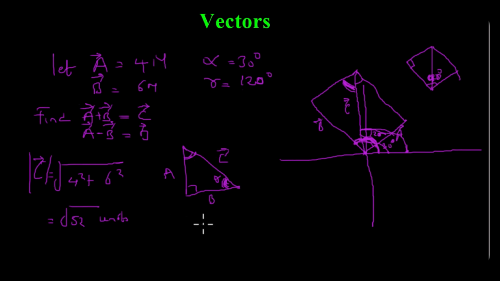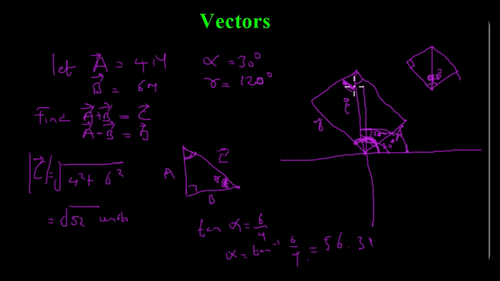So I can say tan of theta, okay, since I've used theta here, let's just say tan of alpha would now be equal to 6 over 4, and alpha will be equal to tan inverse of 6 over 4. So let's write that in our calculator. Let's see what we have. Tan inverse of 6 over 4. So we're having 56.31.